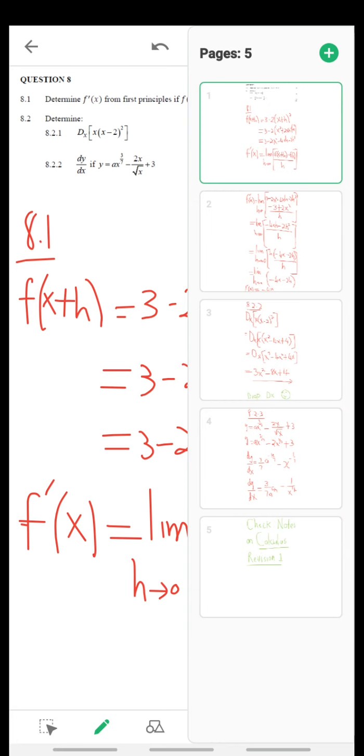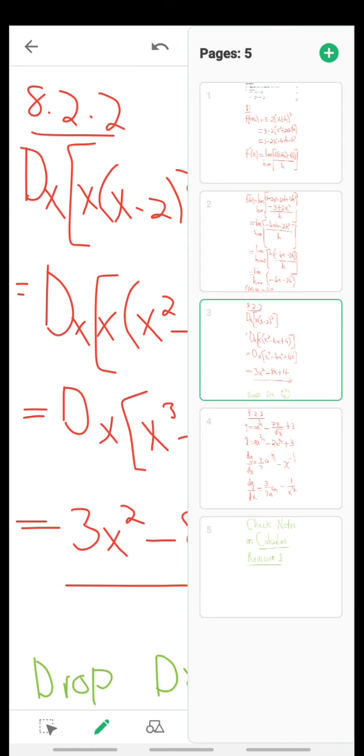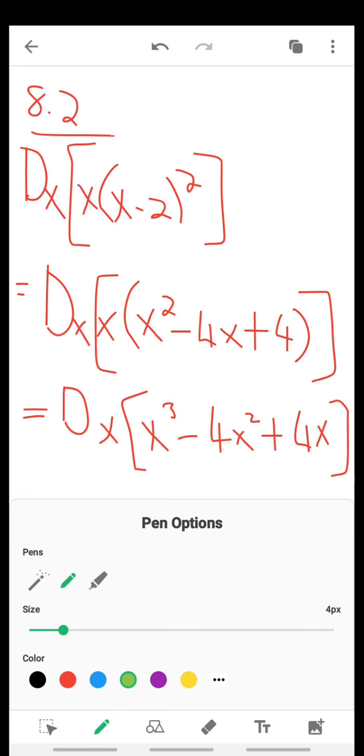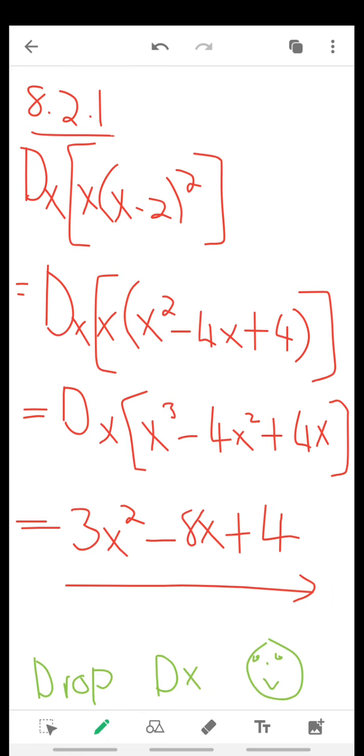Okay, now as we are doing that one, 8.2.1, okay, there's a mistake here. This is supposed to be 8.2.1. Now we are finding dx into x bracket x minus 2 all squared.